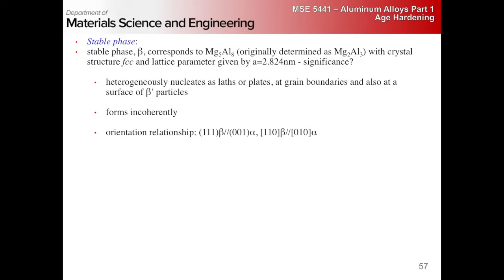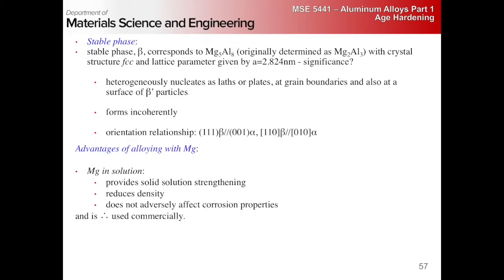So the beta phase is going to heterogeneously nucleate as Widmanstätten plates, primarily at grain boundaries, but it can also nucleate at the surface of the beta prime particles. It's incoherent, and it forms generally with the orientation relationship given here. So aluminum magnesium is not particularly useful for age hardening, right? We have no processing pathway to get a nice, stable, fine dispersion of particles that we need for strengthening. So why do we still alloy with magnesium?